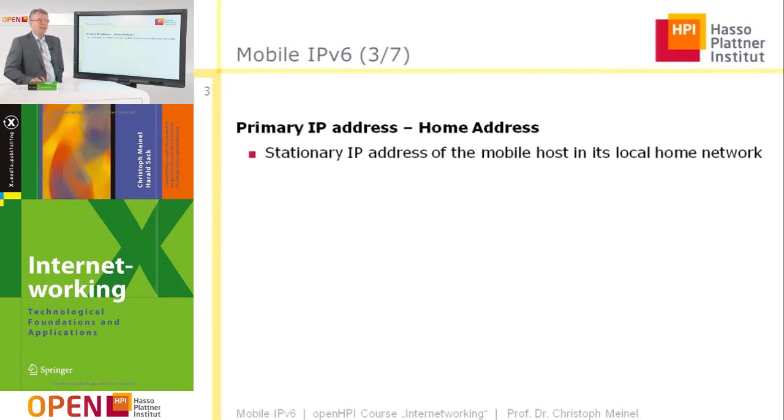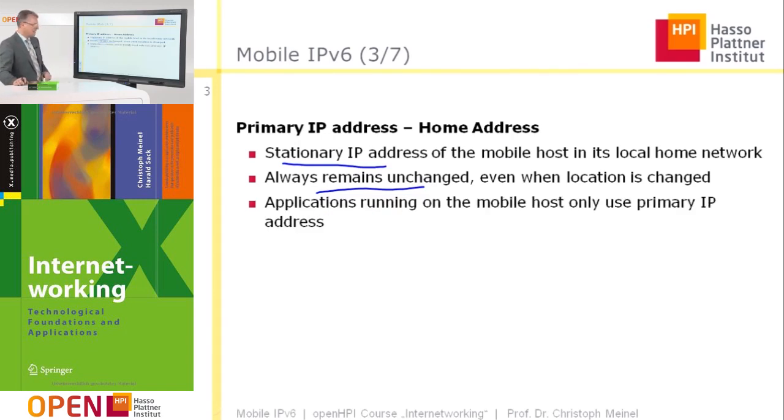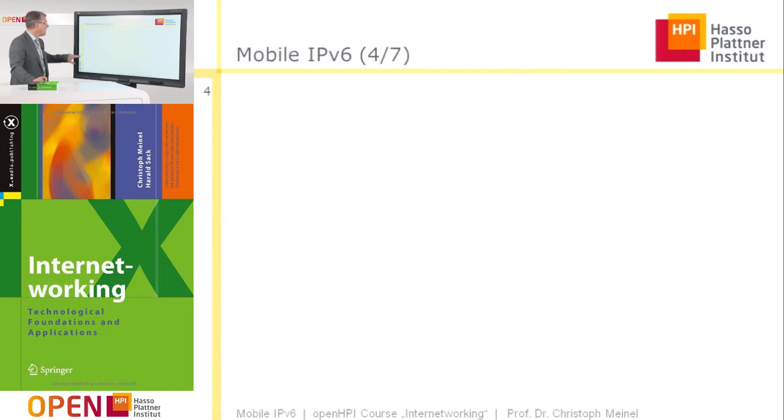Let's have a closer look at the primary IP address and its functionality. This is the stationary IP address of the mobile host in its local home network. This primary IP address always remains unchanged, even if the mobile host changes location and comes into the range of another network. All the applications running on the mobile host use this primary IP address. In this way, the applications do not realize and are freed from taking care where the mobile host is located at this moment. Applications every time work with a stationary home address.